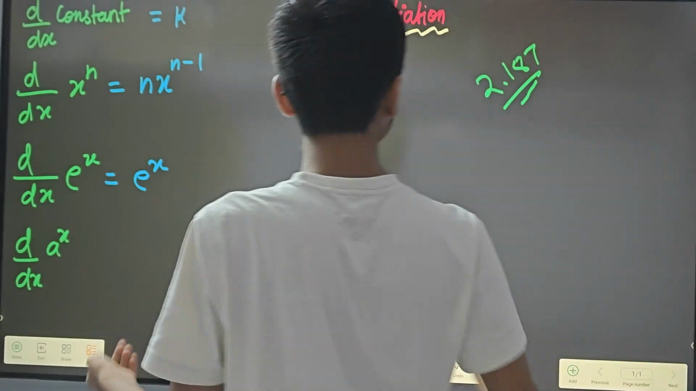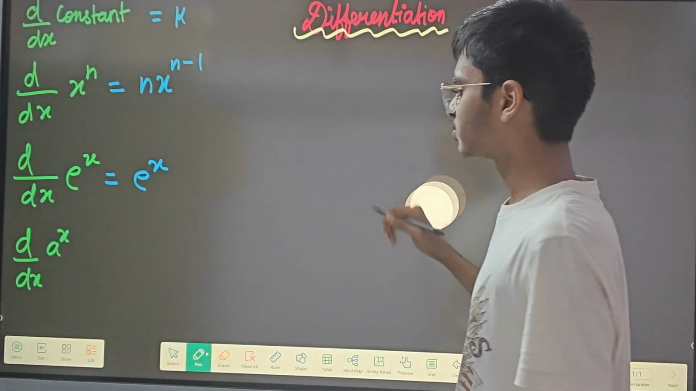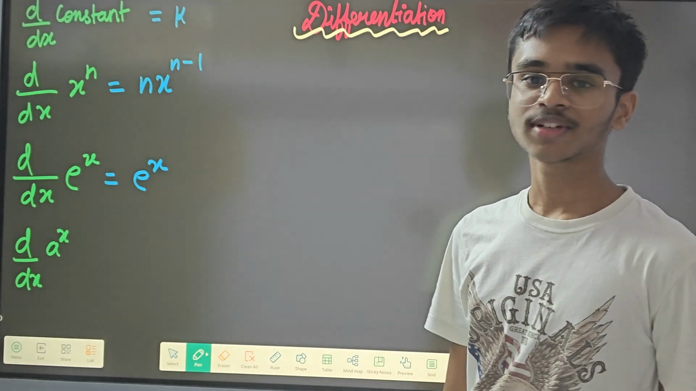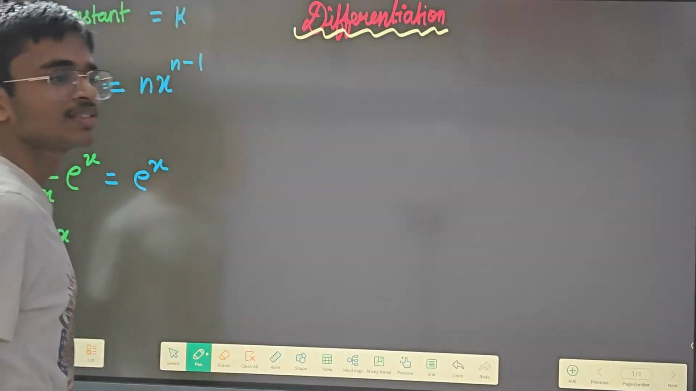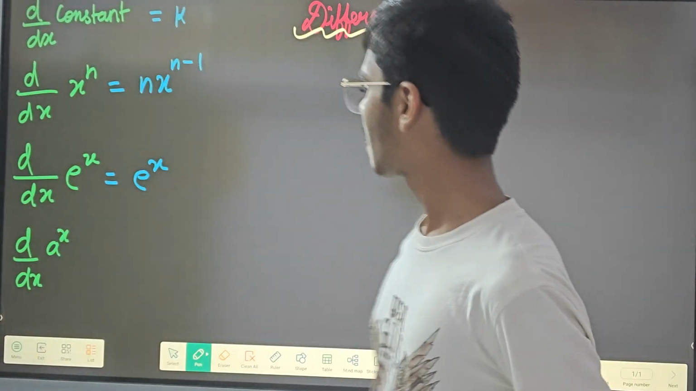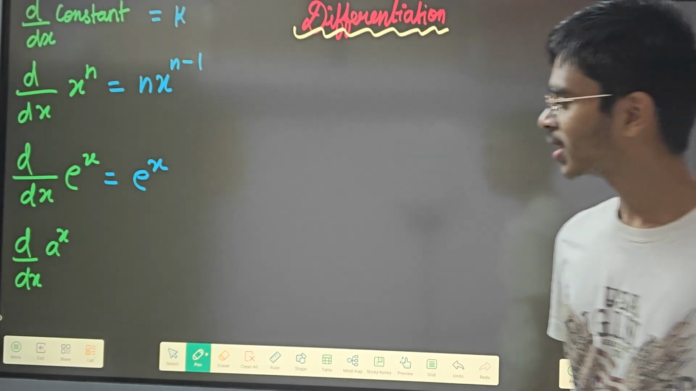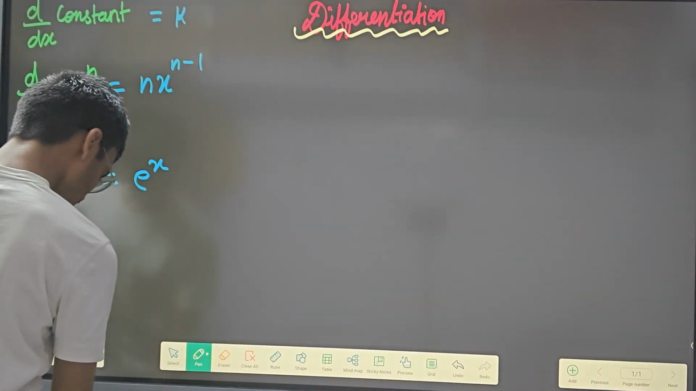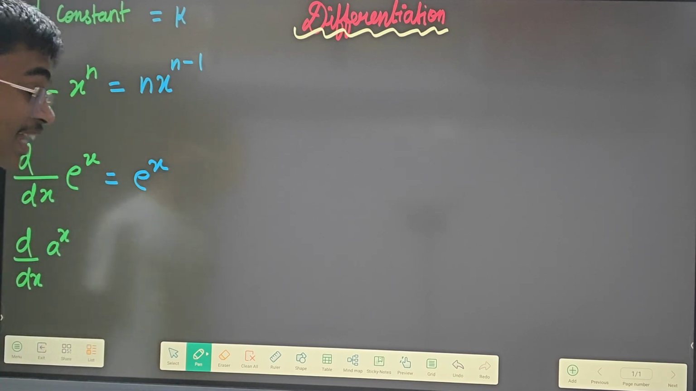Okay, then a to the power of x. See, x to the power of n is different and a to the power of x is different. Here n is a constant, but x is a variable. Here a is a constant, but x is not, x is a variable.